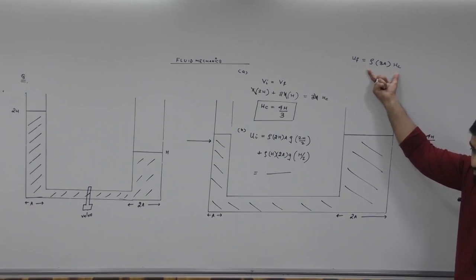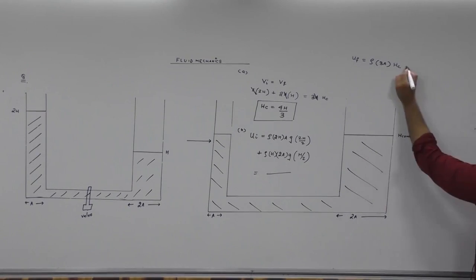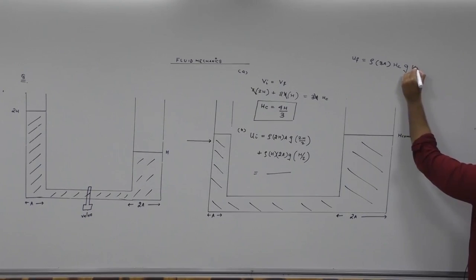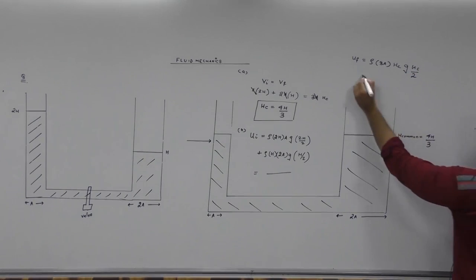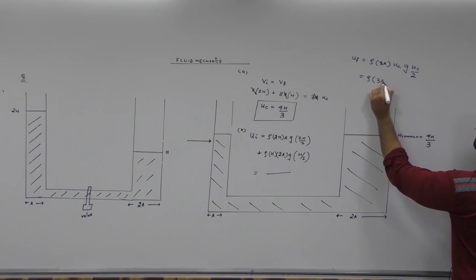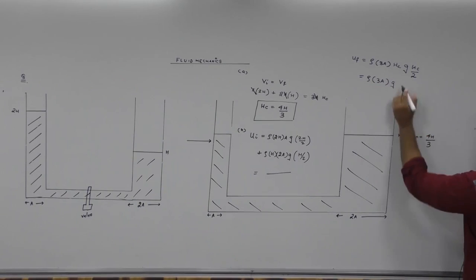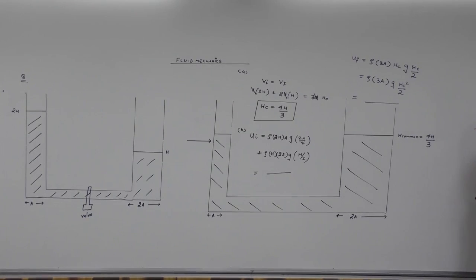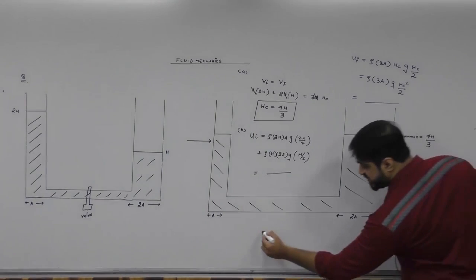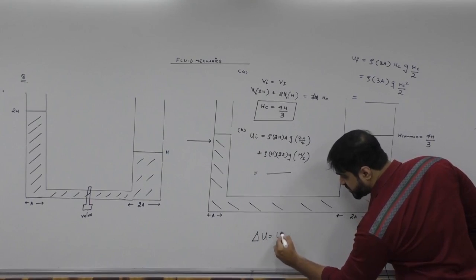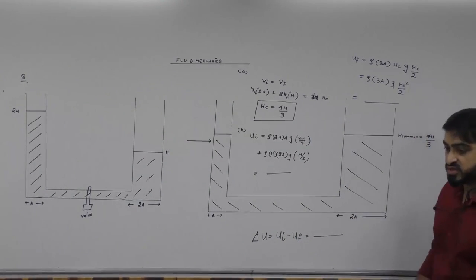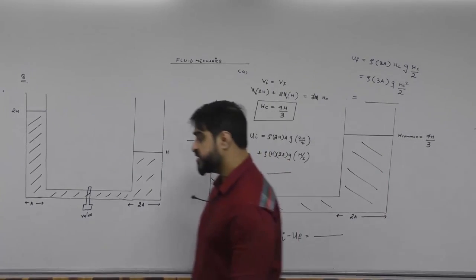This is our m. g. What will we write for h? h common by 2. So this can also be written as rho 3a g h common square by 2. You will calculate this value. Come on, can anyone tell me what will be delta potential energy? Delta potential energy will become U initial minus U final. Calculate this answer, you will get the answer. Okay, everyone should calculate.